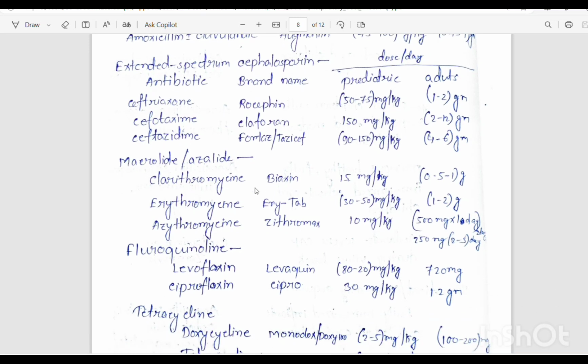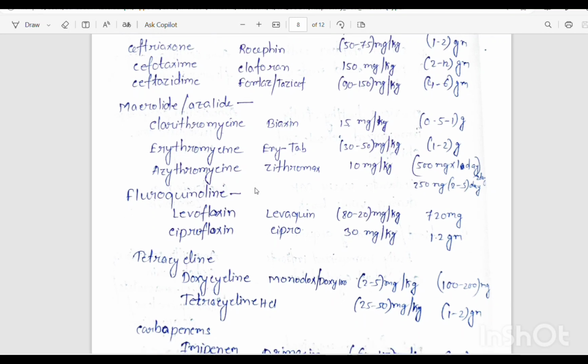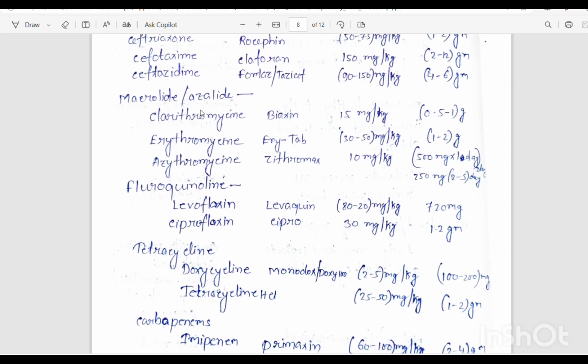Then we will move to another type of antibiotic for pneumonia, the azalide, like clarithromycin, brand name Biaxin, and for pediatrics it is 15 mg per kg, and for adults is 0.5 gram to 1 gram. Then the second one is erythromycin. The brand name of erythromycin is Erythrocin. The dose for pediatrics is 30 to 50 mg per kg, and for adults is 1 to 2 gram.